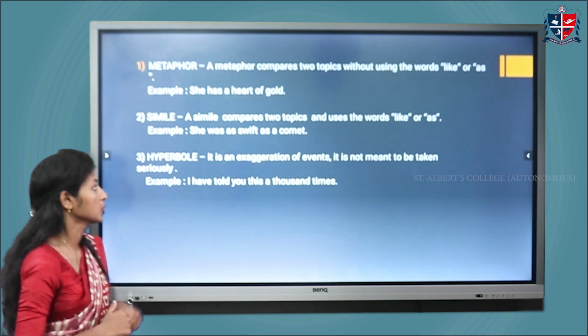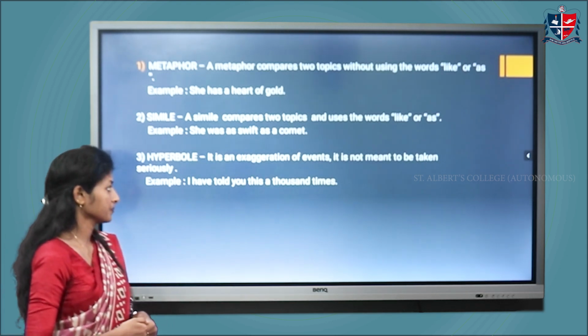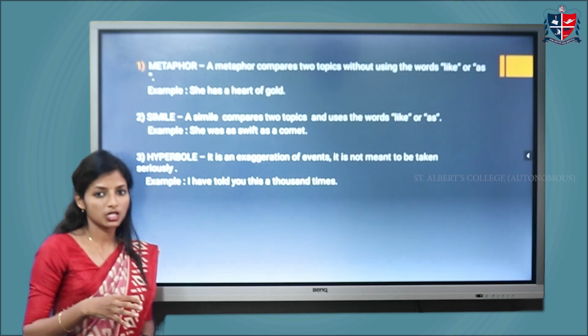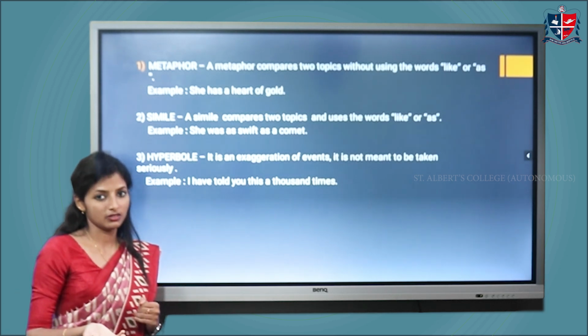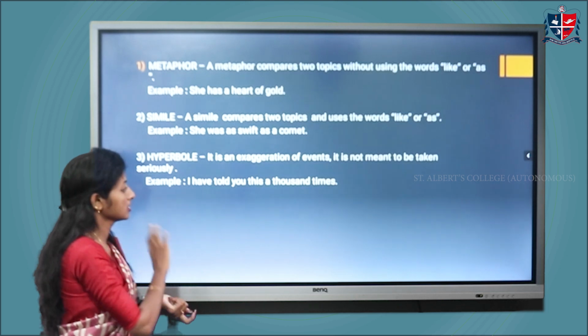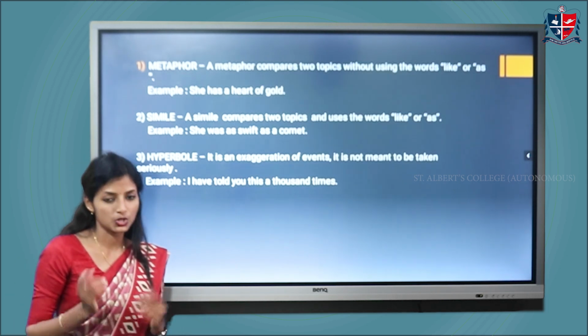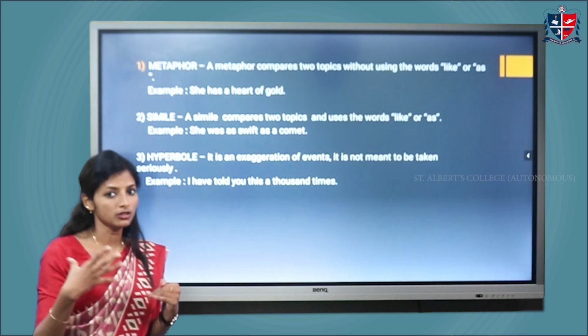Next is hyperbole. It is an exaggeration of events. It is not meant to be taken seriously. So hyperbole is used when we want to exaggerate something. We may not mean it the way we say it. You're exaggerating the situation so that it gives some kind of effect to the readers.